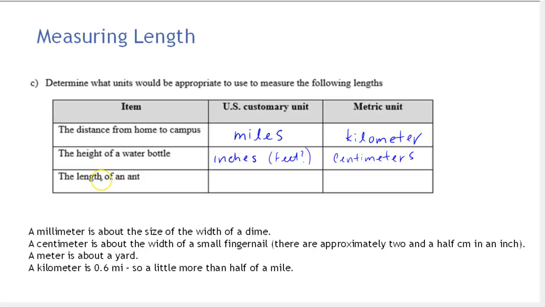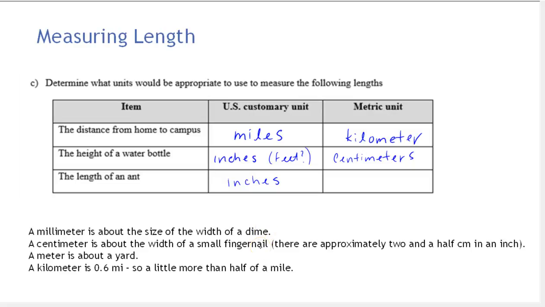And now the length of an ant. Okay. Well, for a U.S. customary unit, our shortest unit of measure is inches, so we're going to use an inch. And then for the metric unit, well, we could use centimeters, and I'm almost thinking millimeters might work too.